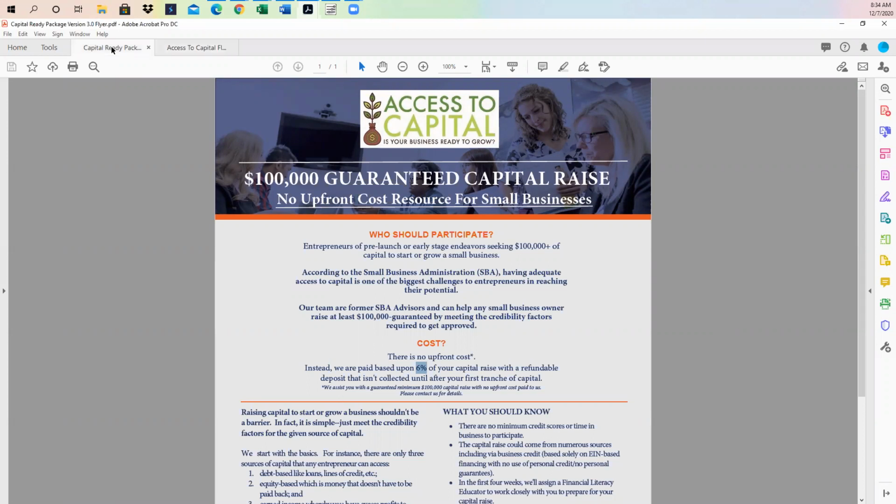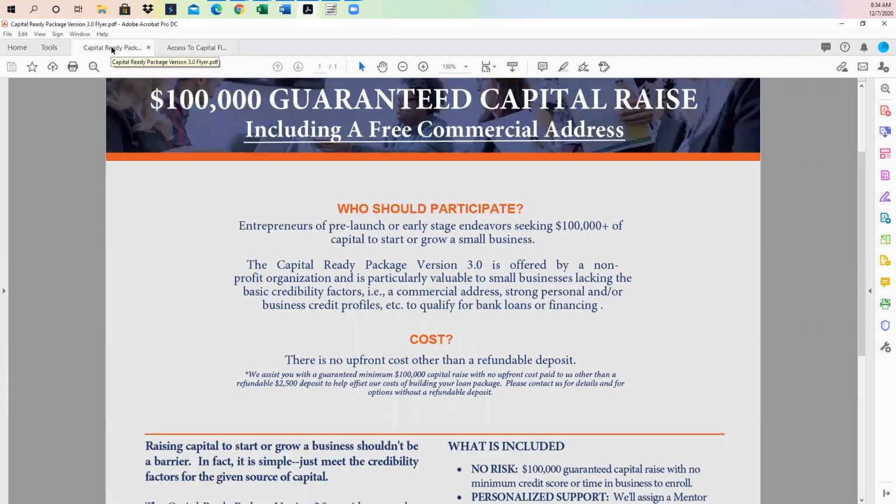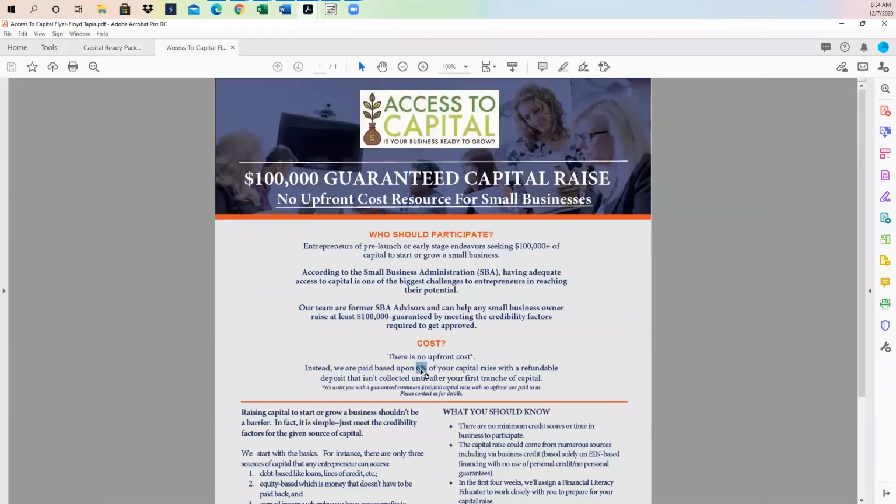Monique, I think you're right. We used to have the capital ready at 9.5. What we found though, Monique and others, is 6% is just a really palatable point. And again, like the real estate analogy I was using. So capital ready 3.0, as well as access to capital, is 6%. And we split that 50-50 with our joint venture incubator partners.